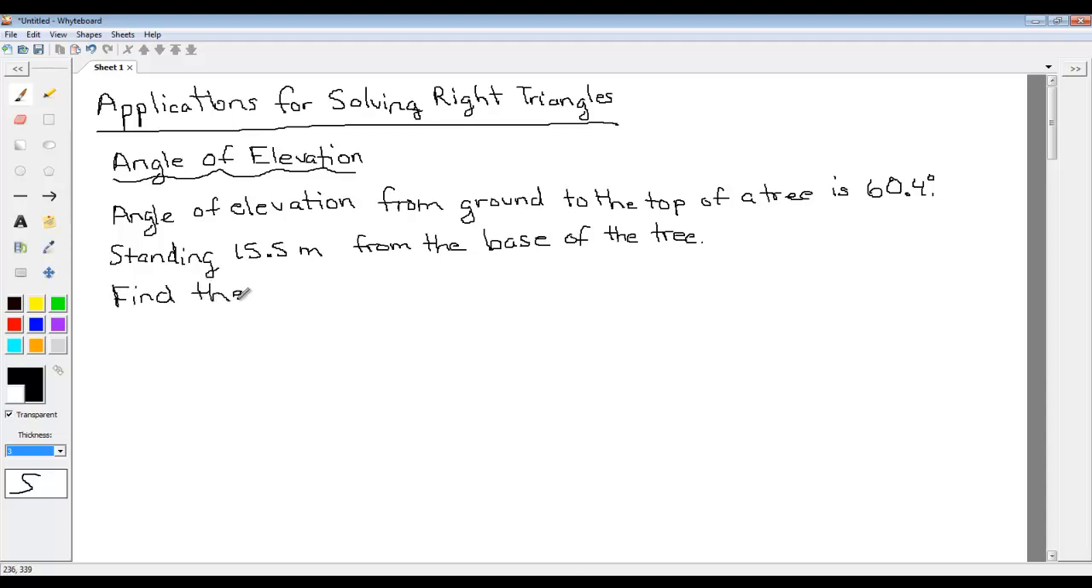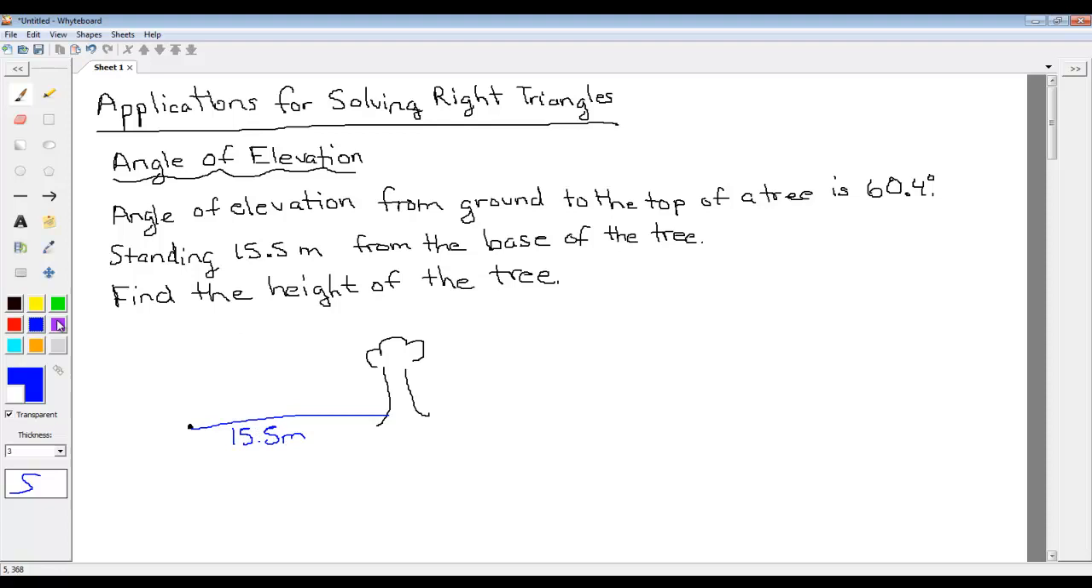Okay. And after I get done writing down the problem, it's going to be very important to draw ourselves a picture. With all of these problems, it's very important to draw a diagram. That way you can really see what's happening, really visualize what's happening, and make sure you get everything labeled and so forth. Okay, so we've got this tree. Somebody's standing over here, and we're told that that distance on the ground there is 15.5 meters.